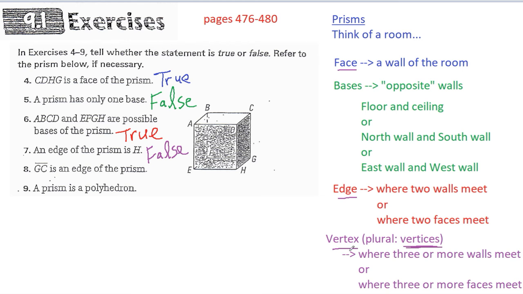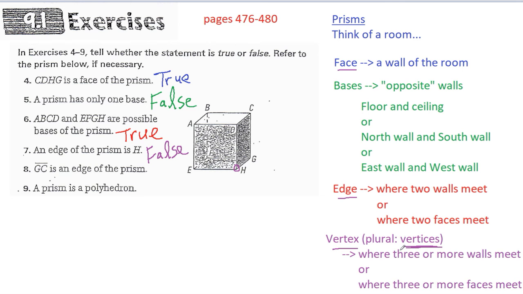Now, a vertex you can think of as where three or more walls meet. If you're thinking about that room analogy, three or more walls are meeting. Sometimes, depending on the shape, it could be 4 walls or 5 walls that meet there. In this case, we said it was 3 walls that meet at H. It was the front wall ADHE, the right wall DCGH, and the bottom wall or the floor, I guess, EFGH. So more technically, where 3 or more faces meet.